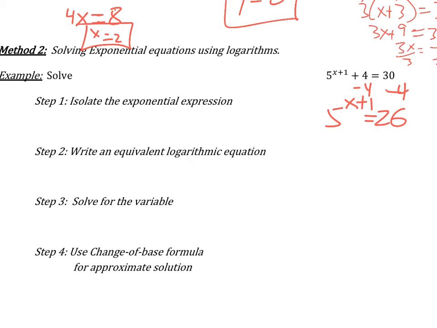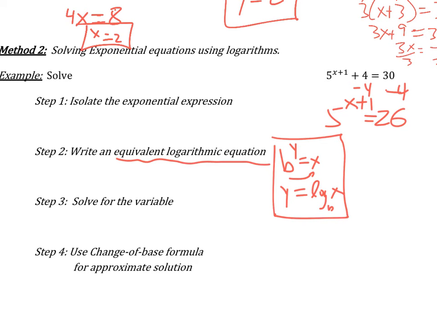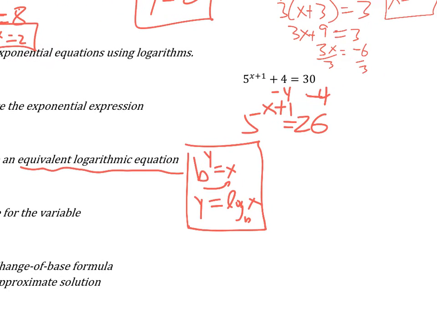So now we're going to change this to an equivalent logarithmic equation. Remember, if we have b to the y equal to x, then we can swing that base around, and this means that y is equal to log base b of x. So these two things are interchangeable. That's a key property. So we take our base here and swing it around, writing this as a logarithm. So we can say x plus 1 is log base 5 of 26.